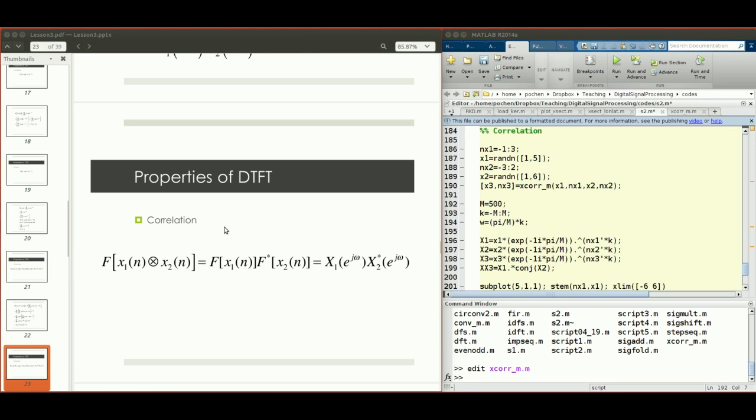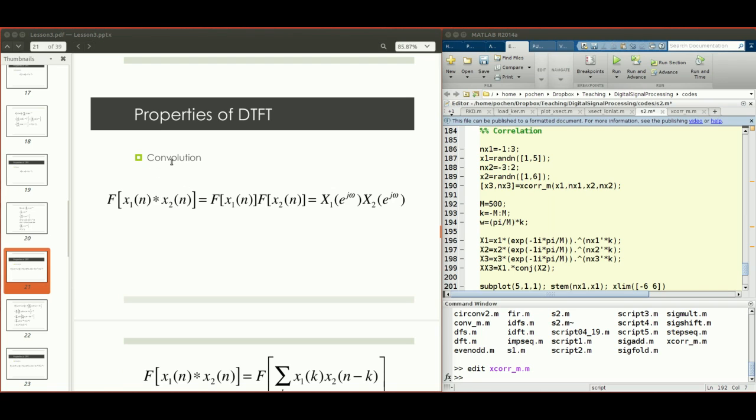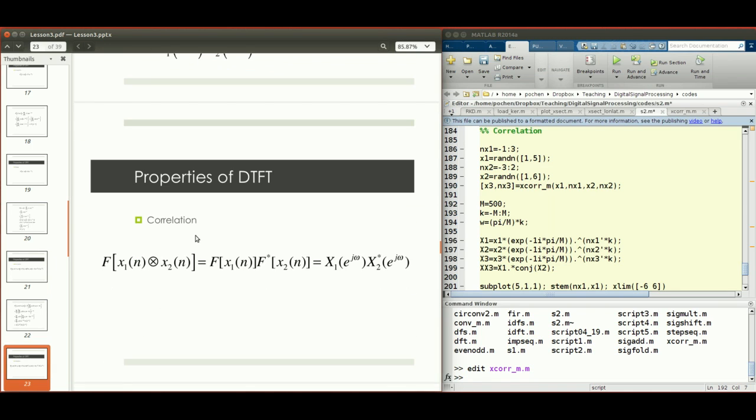Now let's look at another property that's closely related to the convolution property. Here we have the convolution: the Fourier transform of the convolution of two signals equals the Fourier transform of the first signal multiplied by the Fourier transform of the second signal. Here we look at the correlation, right? The Fourier transform of x1 correlating with x2 equals the Fourier transform of the first signal multiplied with the conjugate of the Fourier transform of the second signal.